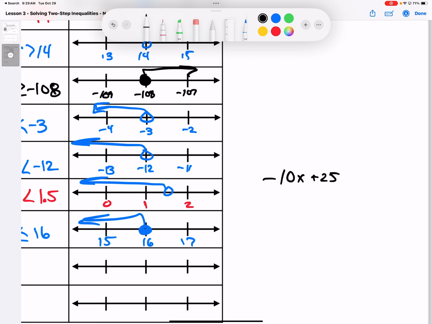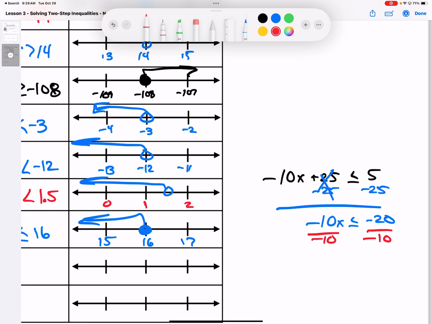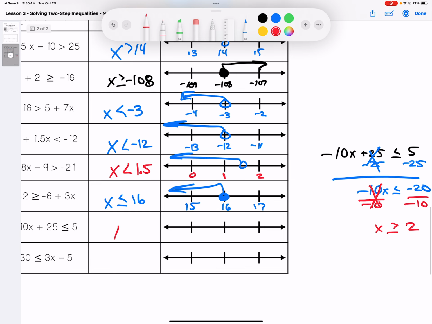All right, number 11. Subtract 25, because we have to undo the addition or subtraction first. You're left with negative 10x less than or equal to negative 20. Divide by negative 10. X, flip it, is greater than or equal to 2. Why did I flip it? Because I divided across the sign by a negative. All right, so x is greater than or equal to 2. 2, 3, 4. Closed dot on 2. It is greater than, so it's going to go to the right.